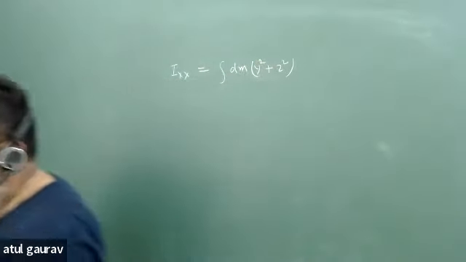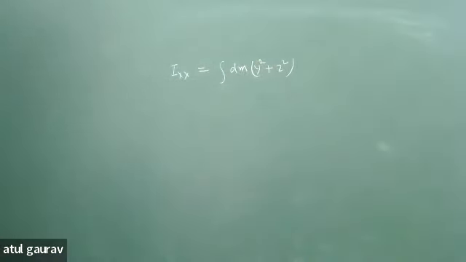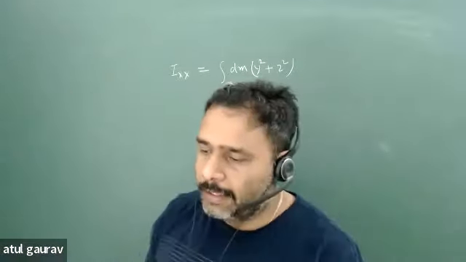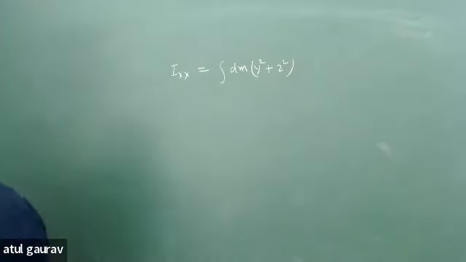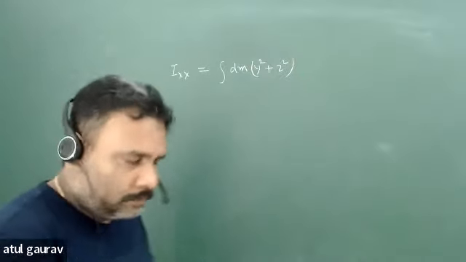How will you integrate it? Here the variables are y and z, so how will you integrate it? And it is written dm. Minal, can you please tell me how you will integrate it? So by making it a function of y and z by using the concept of mass density.